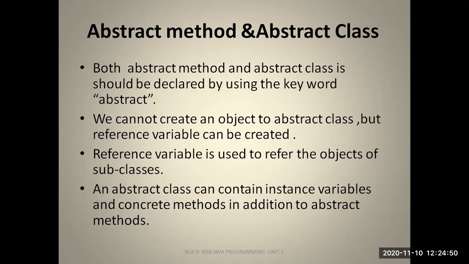One more important point: objects will not be created for abstract classes because they contain incomplete methods. Whichever subclass extends the abstract class must provide the definition for the abstract method in its class. For abstract classes, we can create reference variables. Through that reference variable, you can point to different objects created for different subclasses of the abstract class.